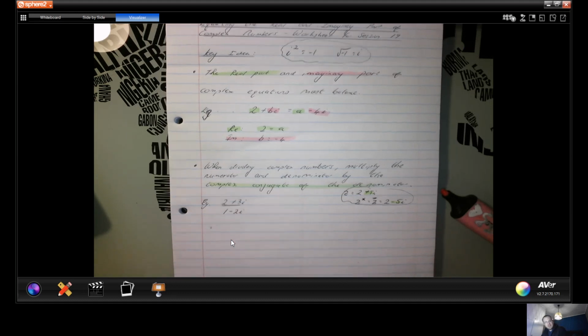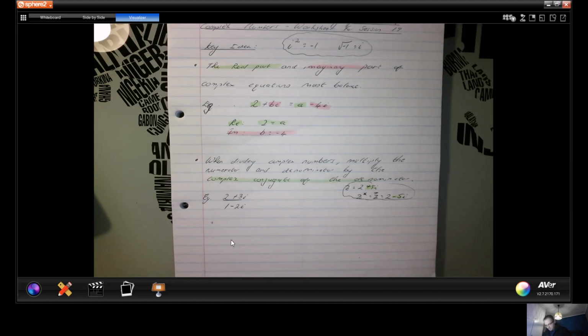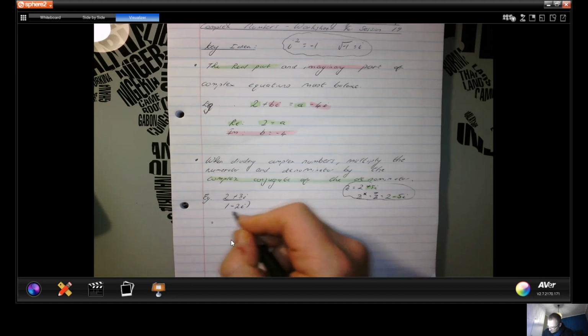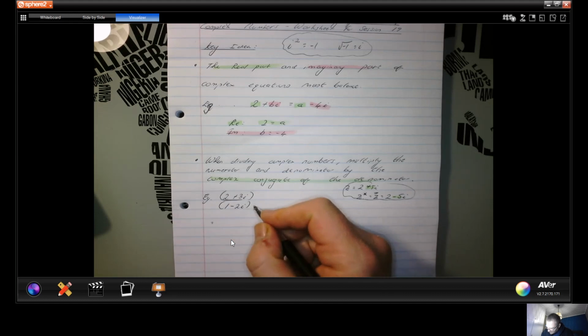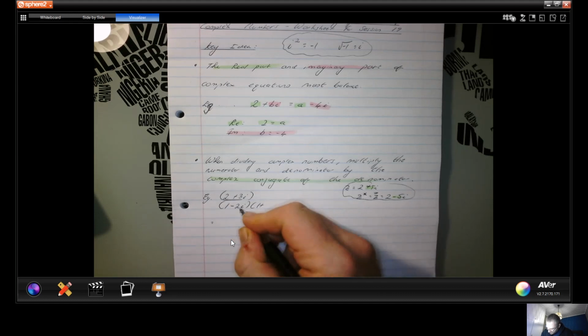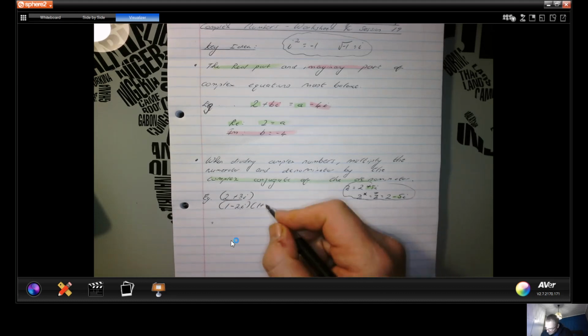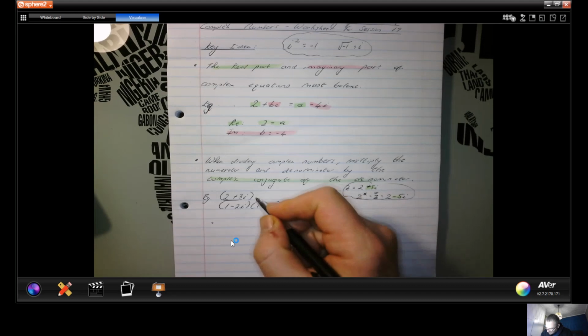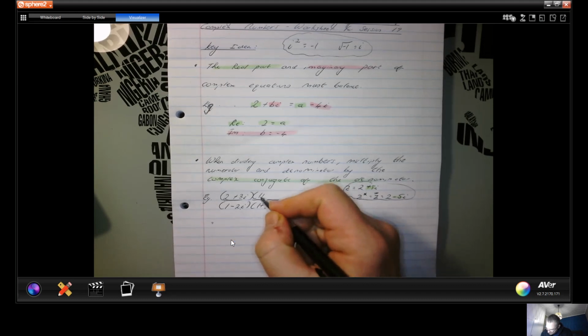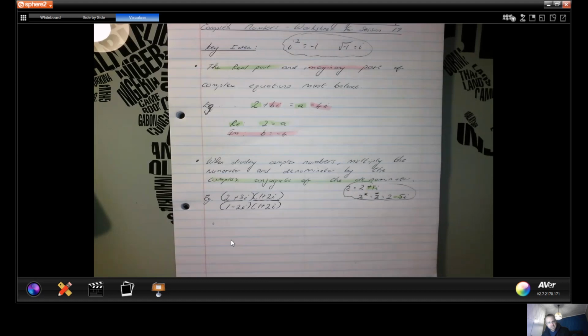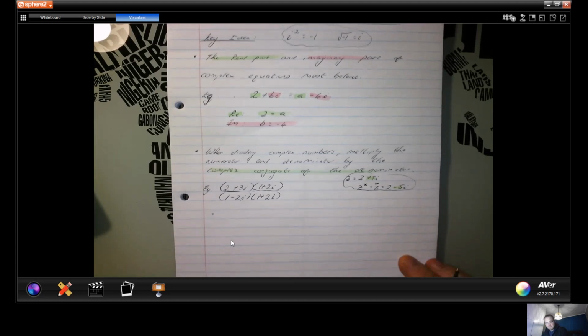Press pause, give it a go. (2 plus 3i) divided by (1 minus 2i). Go for it. Okay, so we're going to multiply the top and the bottom. The complex conjugate of 1 minus 2i is 1 plus 2i, but we've got to balance that by multiplying the top by 1 plus 2i, because then effectively you're doing nothing to the equation. You're multiplying the equation by 1.